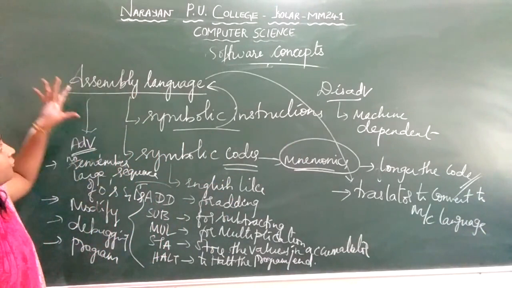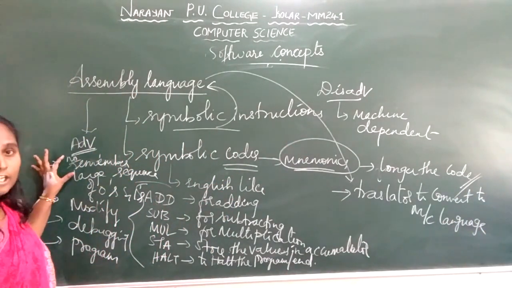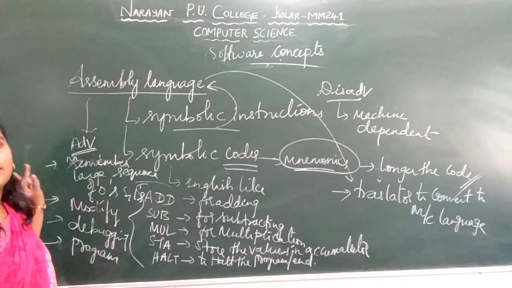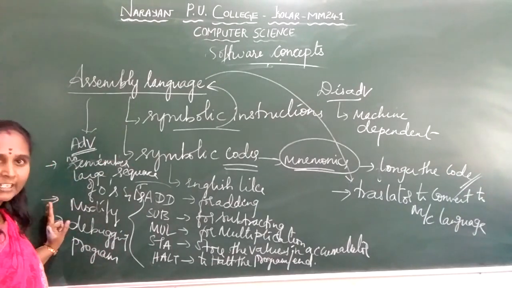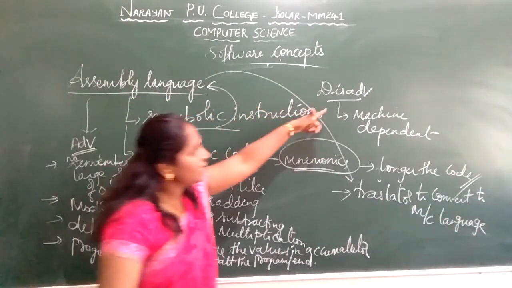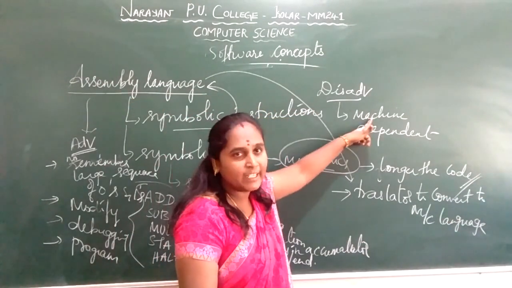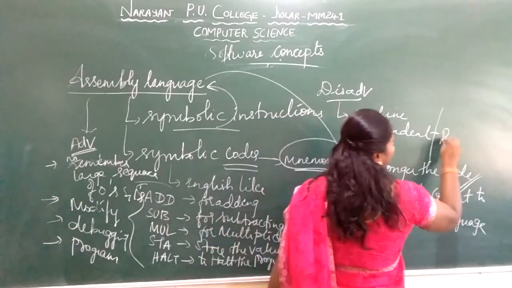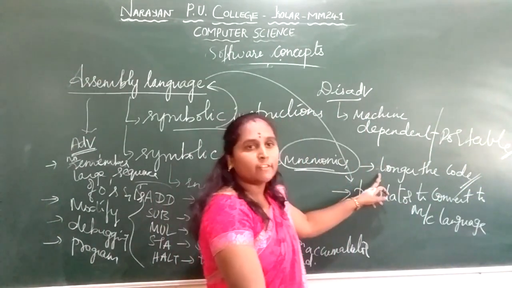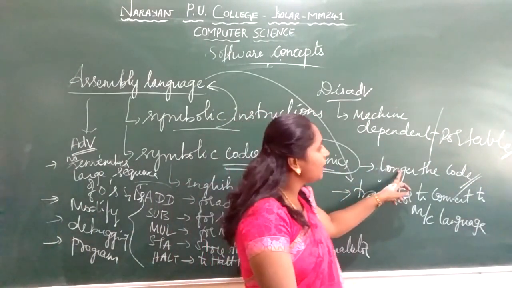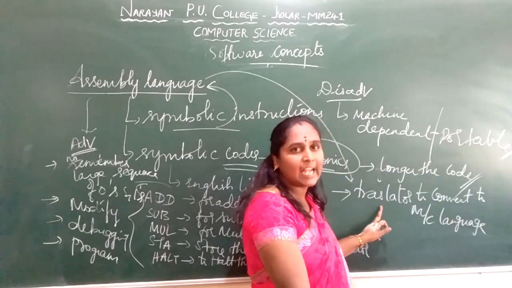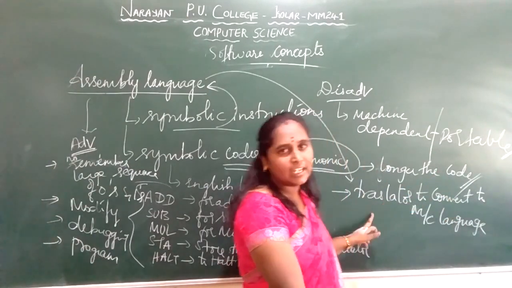What are the advantages of the assembly level language? No need to remember large sequences of zeros and ones. Modifying is very easy, debugging is easy, and programming is easier, not faster. The disadvantage of assembly level language is that it is machine dependent. Since it is machine dependent, it's not portable. Next, the program takes longer code, that is, it's slower in coding the program, and it requires a translator to convert it into machine level language.